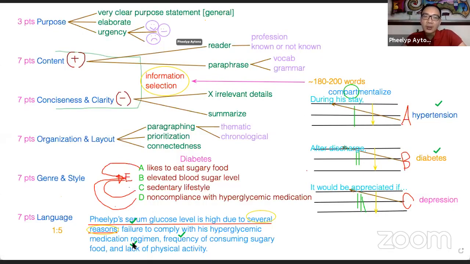Questions so far regarding paragraphing, prioritizing, and connectedness? Questions so far? None. Okay.